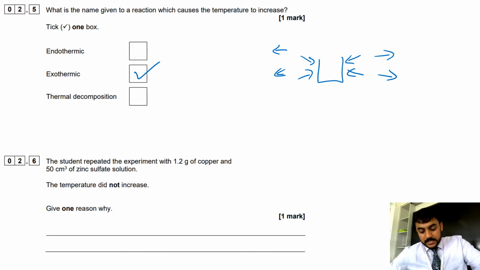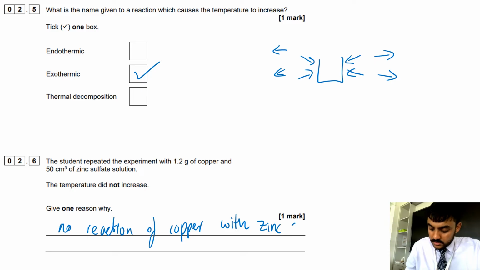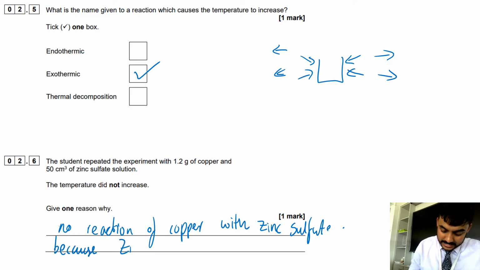Then the student repeated the experiment with 1.2 grams of copper and 50 centimeters cubed of zinc sulfate solution. The temperature did not increase. This is, and you have to give the reason why. The temperature didn't increase because there was no reaction. No reaction of copper with zinc sulfate. Okay, and why is there no reaction? If it was an explain question, you would write because zinc, copper even, is less reactive than zinc.